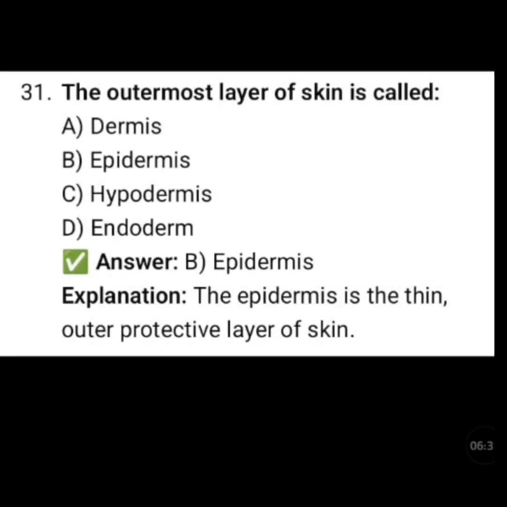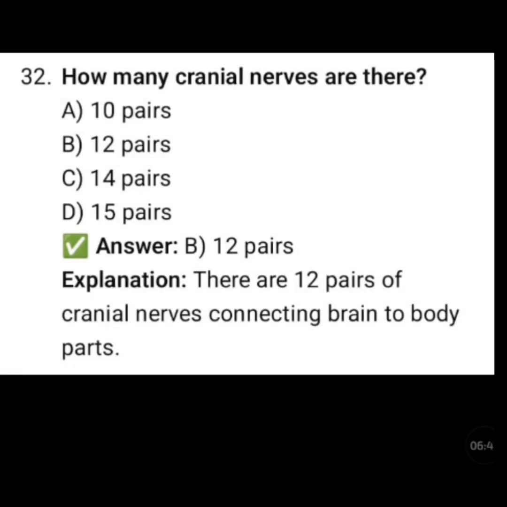The outermost layer of the skin is called dermis, epidermis, hypodermis, endodermis. The correct answer is option B, epidermis. The epidermis is the thin outer protective layer of the skin. How many cranial nerves are there? 10 pairs, 12 pairs, 14 pairs, 15 pairs. The correct answer is option B, 12 pairs. There are 12 pairs of cranial nerves connecting the brain to the body parts.